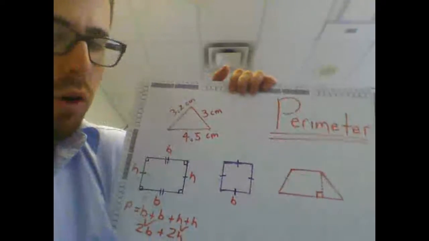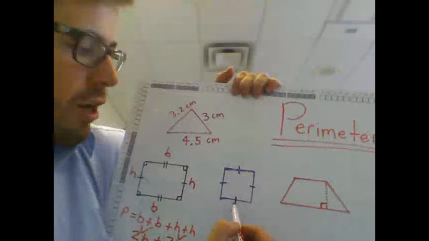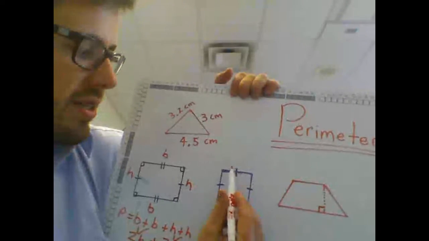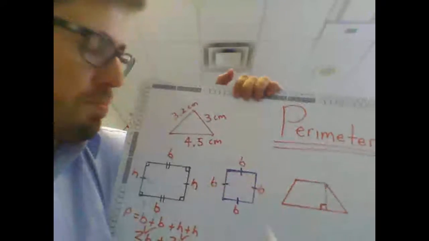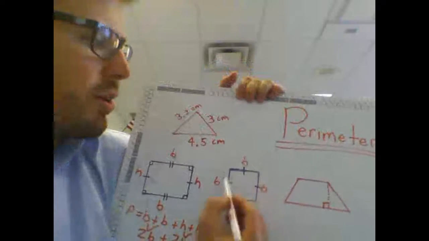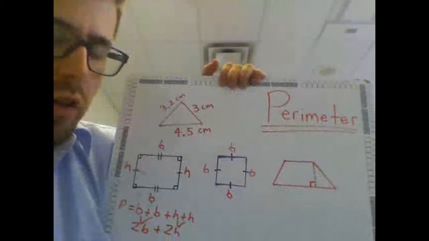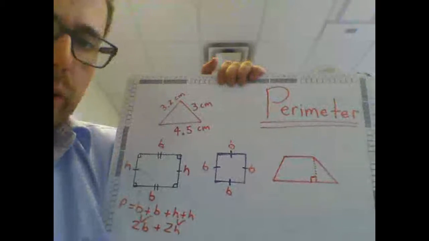Let's go ahead and call these B. Now again, just like our rectangle, because we know that this is congruent with this, this, and this, we can also label these all as B. If we know that, and we know perimeter is the sum of all of our variables, what kind of formula could we come up with?